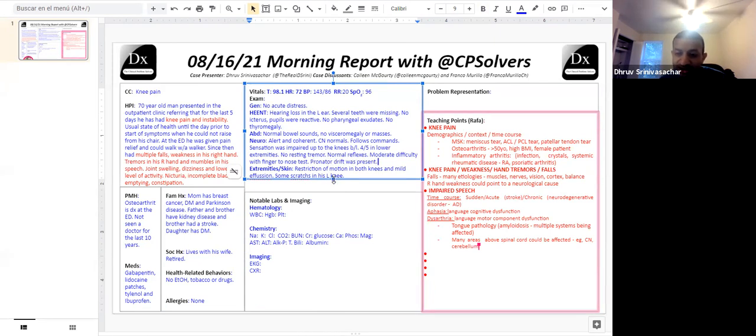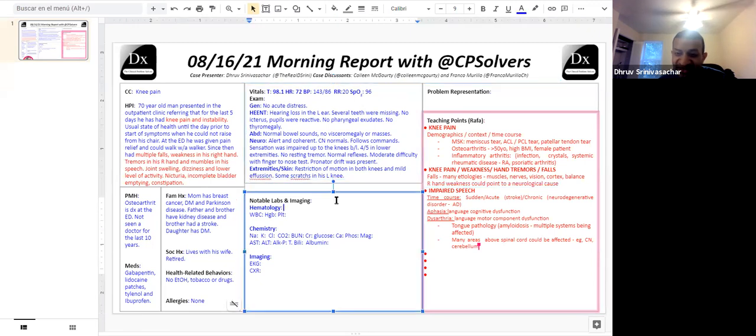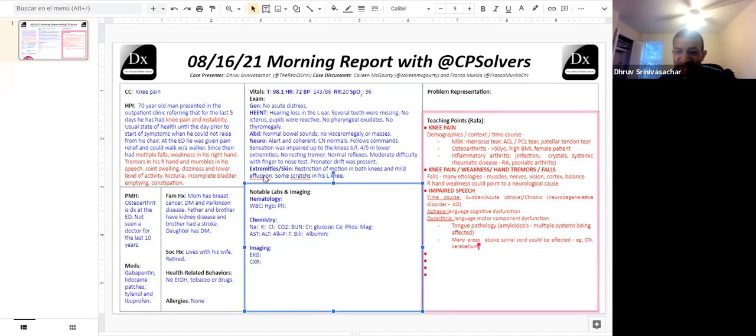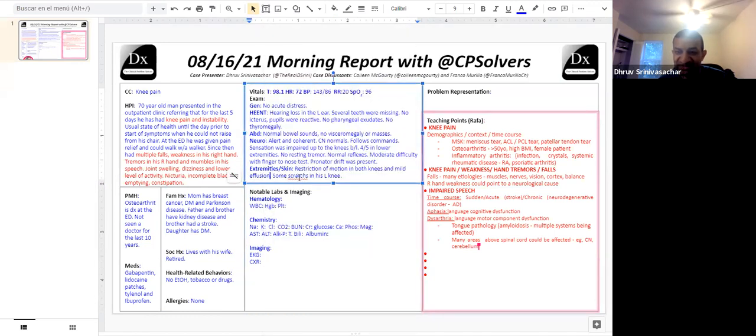So I will leave that there for now. The next aliquot will be labs, and then there will be one more aliquot with the final test that will reveal the final diagnosis.